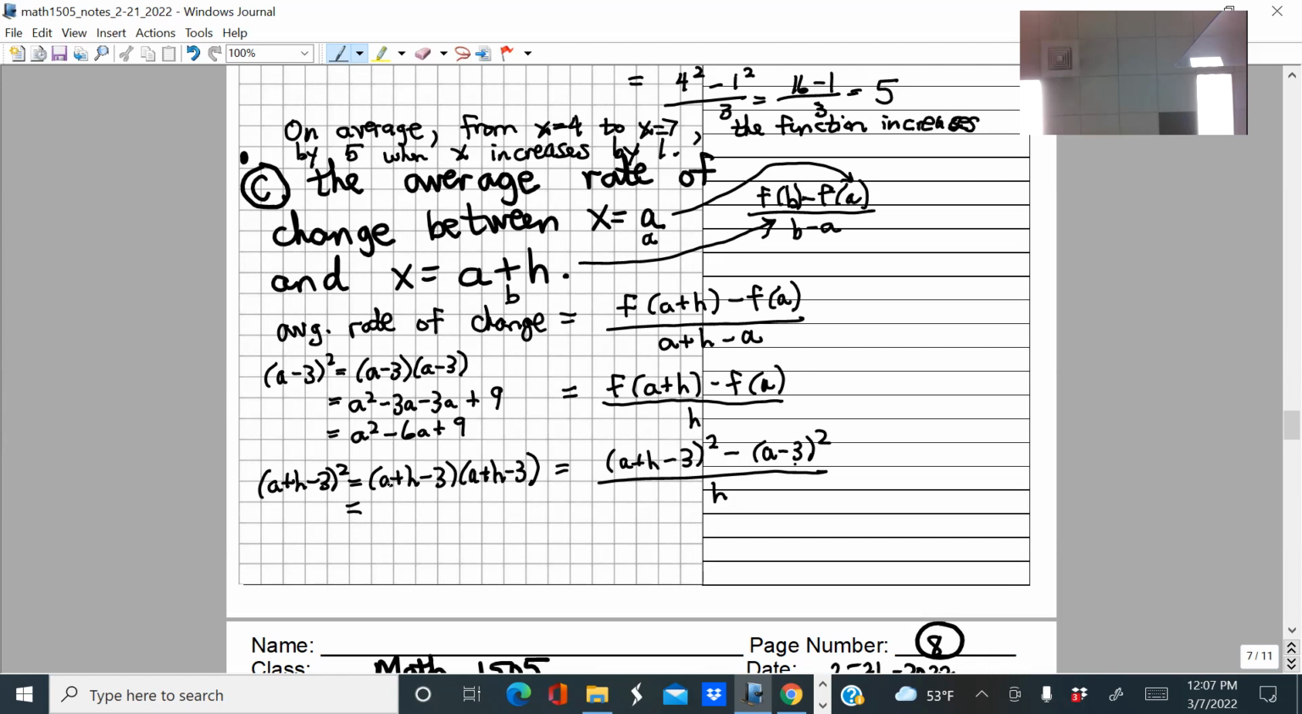So let's do it. Let's start with the a, multiply it by everything in the parentheses. So we get what? a times a is a squared. a times h is a times h, right? a times minus 3 is minus 3a.